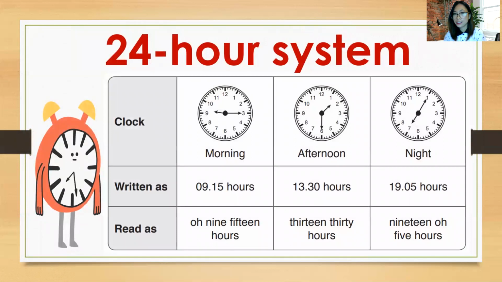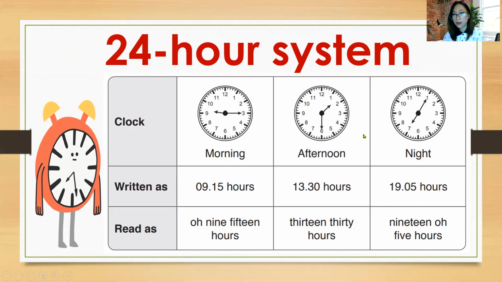Okay, here's a summary of the 24-hour system. There are 3 clocks: in the morning, in the afternoon, and at night. Let's go to the first clock. The hour hand is pointing nearly to 9, so we write 9. And then the minute hand is pointing to 15. So we read it as 09:15 hours.